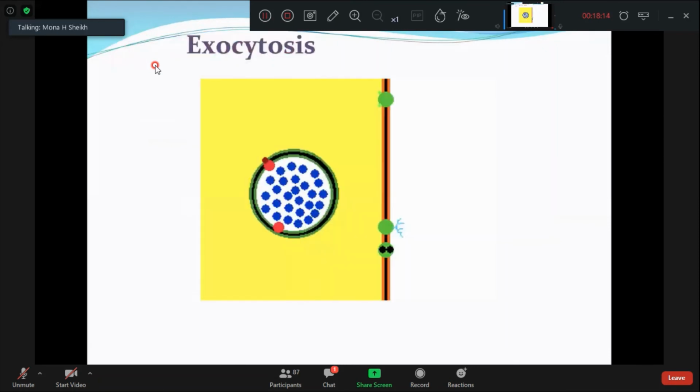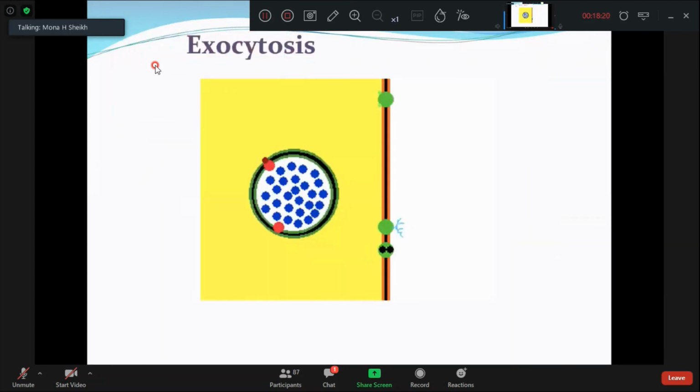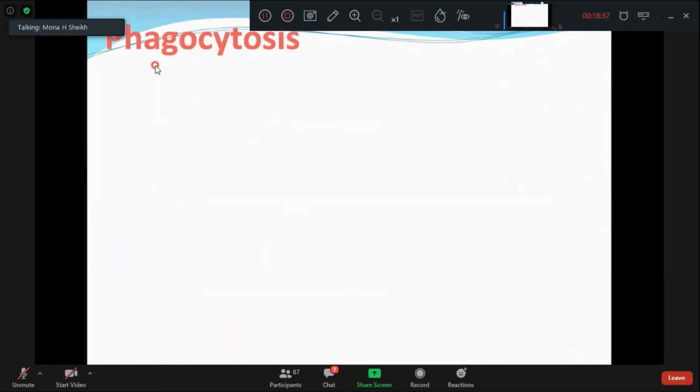And phagocytosis is an example of endocytosis. Exocytosis is important in neurotransmitter and neural communication. A neurotransmitter is synthesized within the vesicle. It docks with the membrane and opens up, and it is released to act on a receptor on the next neuron. This is exocytosis.